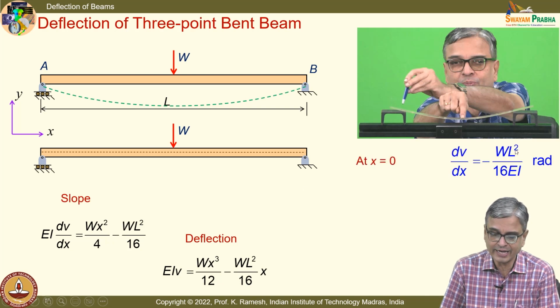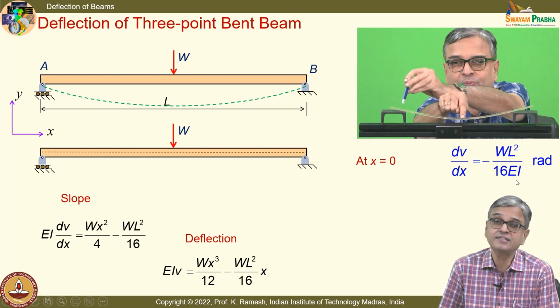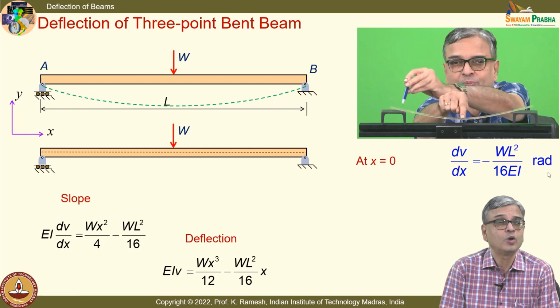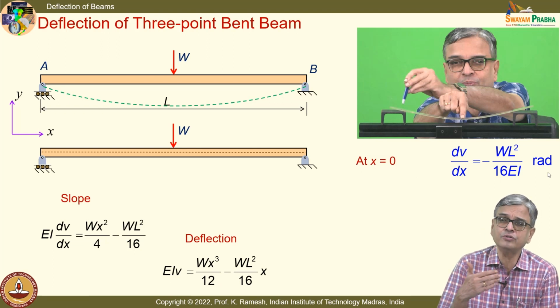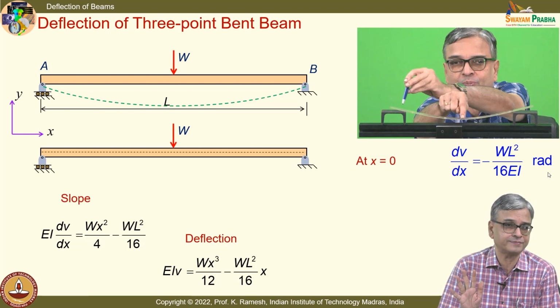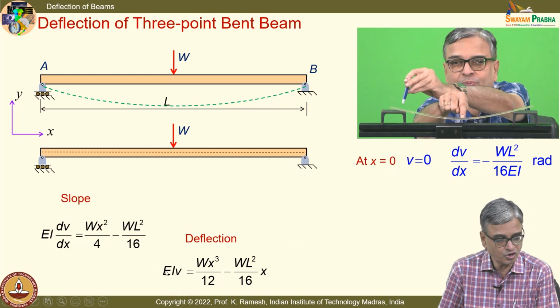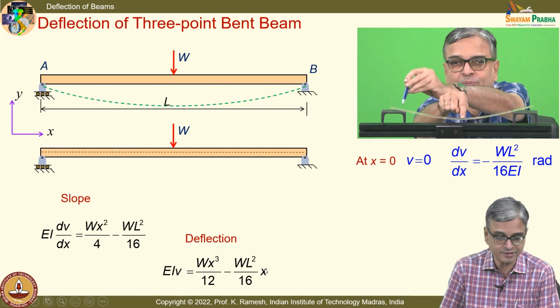At x equal to 0, I have the slope given as minus WL squared by 16 EI. And please remember, what you get as slope is expressed only in radians. This is another mistake people commonly make. You will have to convert these radians into degrees appropriately. Fine. And you also have V equal to 0 at x equal to 0, which is all satisfied by this expression. When x is 0, V is 0.